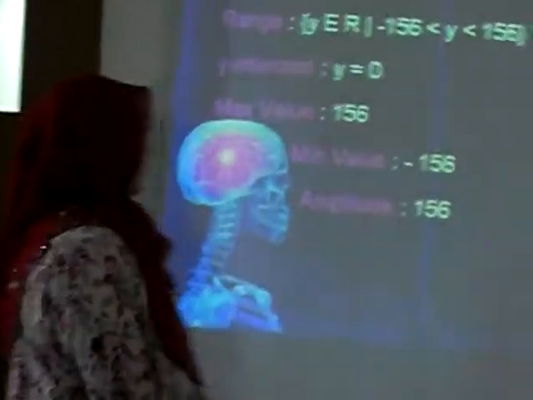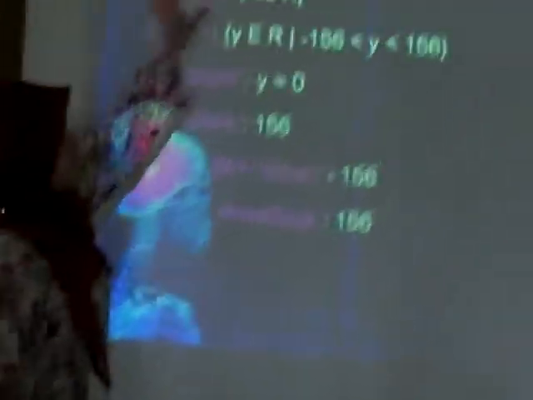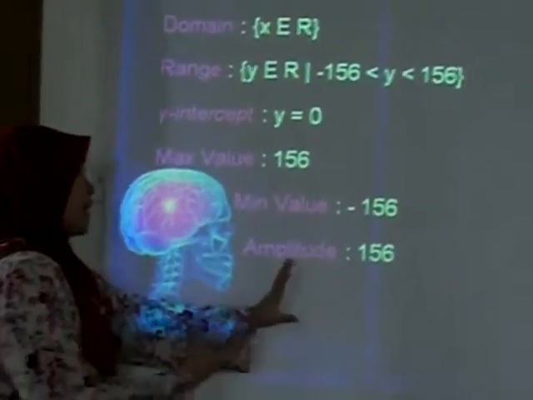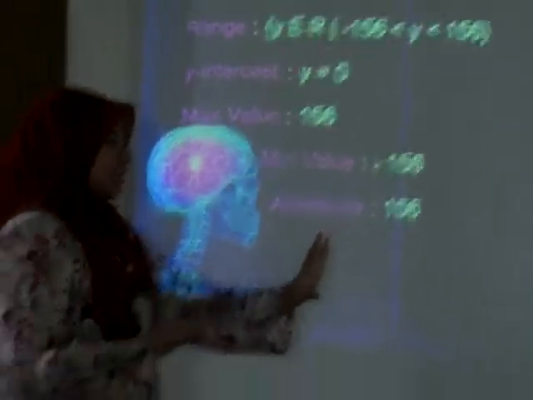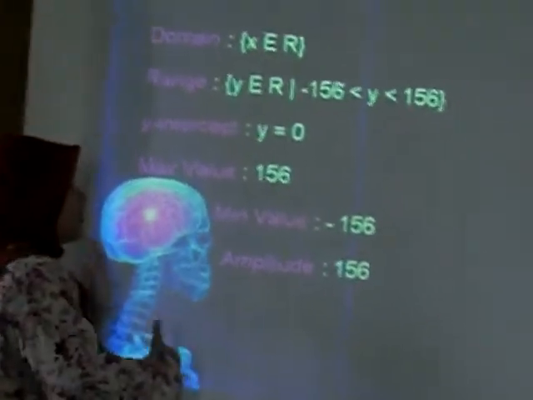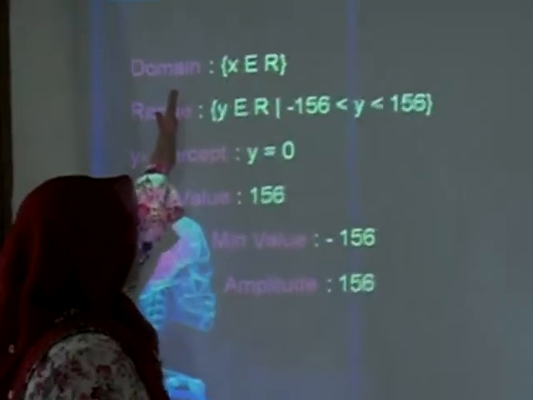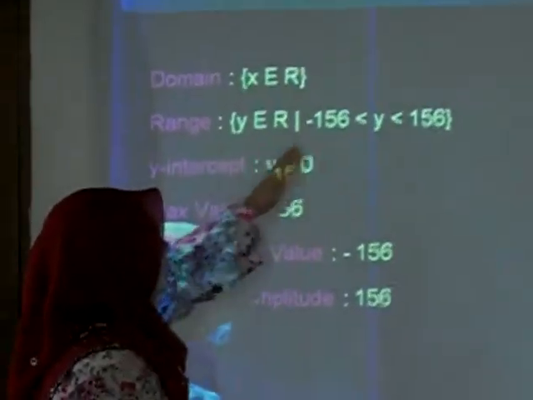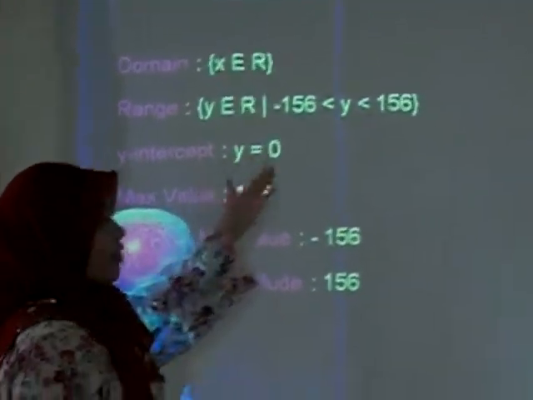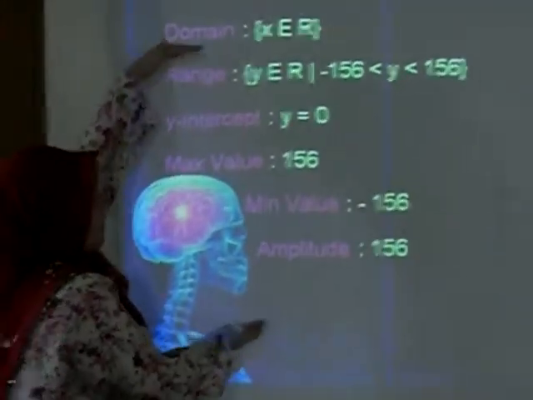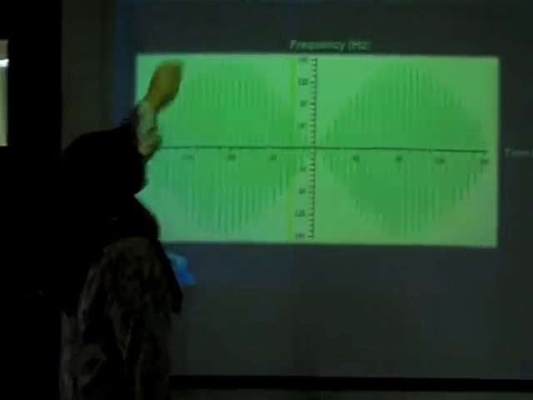Next, I'm going to talk about the key features of the function. The domain of x includes all real numbers. I know that we cannot have t as negative because it's time, but this graph is only to show you that it is a continuous graph. The range includes all real numbers between negative 156 and 156. As you can see in the graph, the bottom here is negative 156, and this is 156.